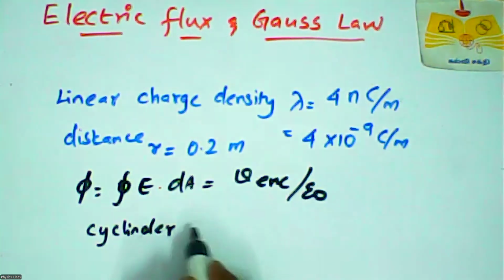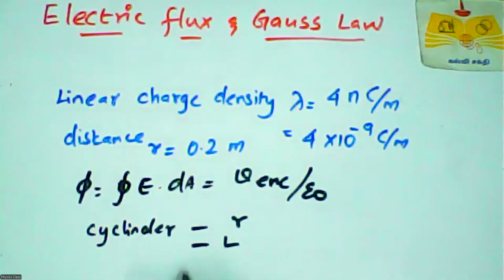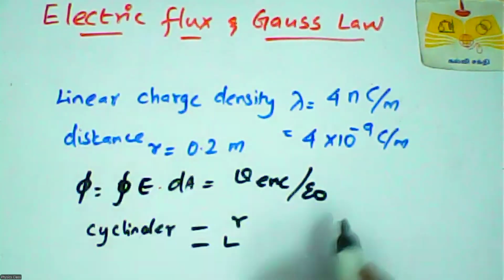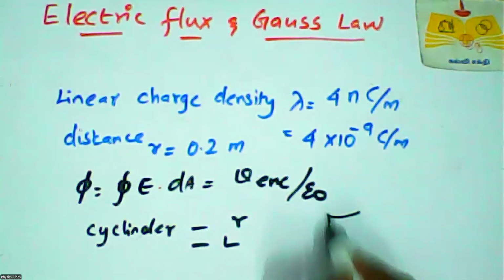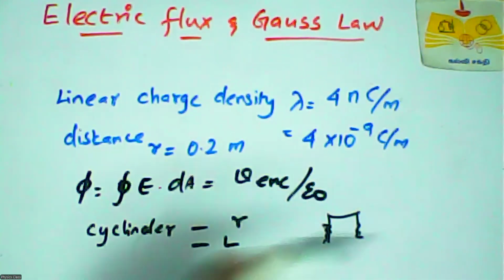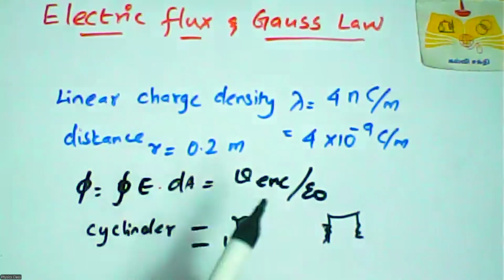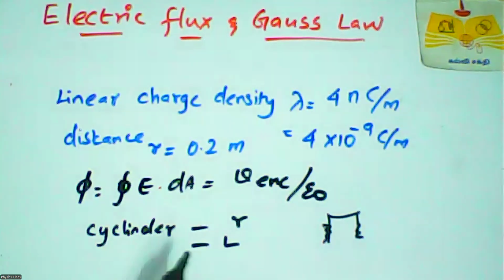Yes, the cylindrical surface has radius R and length L. Flux only passes through the curved side. So this is the curved side. The flux only passes through the curved side because at the top and bottom the angle is 90 degrees, so cos 90 is 0. So we can say that flux is 0 at the top and bottom. The flux only passes through the curved side.